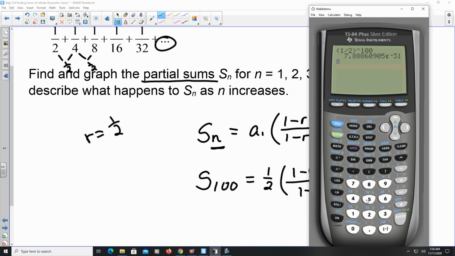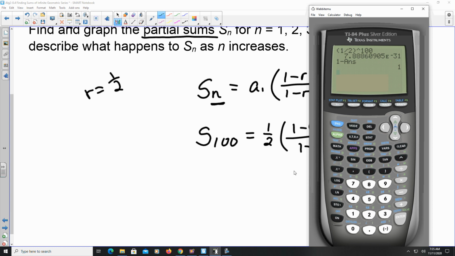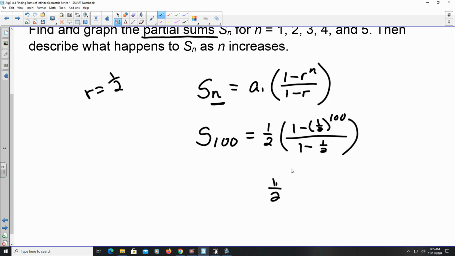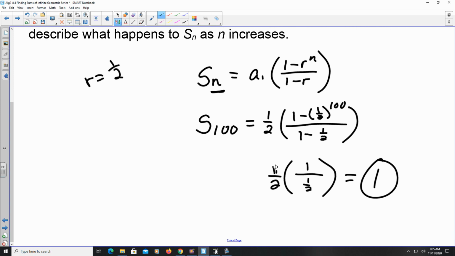All right. So what I'm going to do now is take the 1 right here, and take 1 minus that second answer, whatever that value is. I get 1. So on the top, I get 1. So this is going to be 1/2 times 1 divided by 1 minus 1/2, which is 1/2. 1 divided by 1/2 is 2. 2 times 1/2 is 1. So this series for the first 100 terms is going to have a value of 1. So I'm going to make the assumption that if I took the series to infinity, it is also going to equal 1.